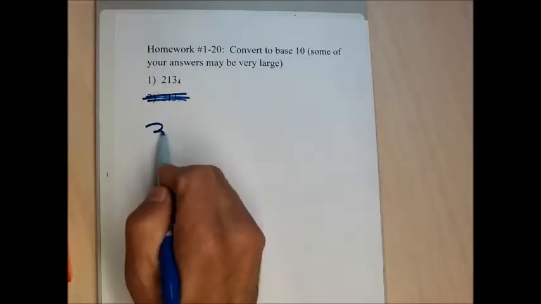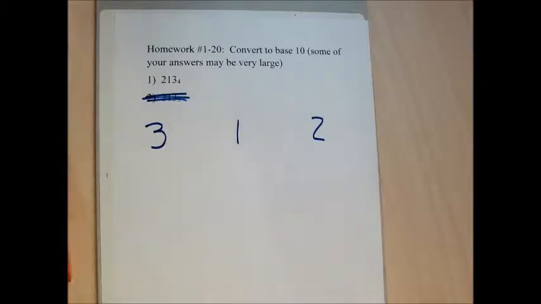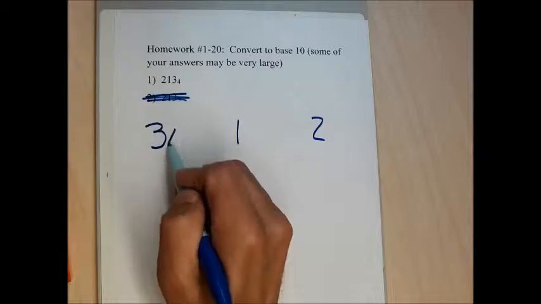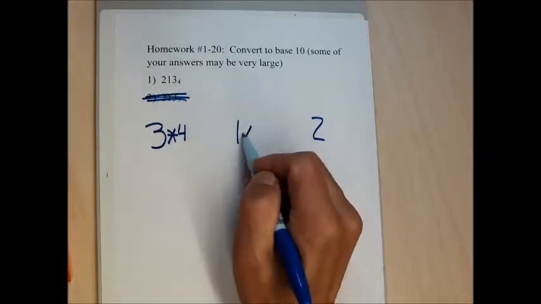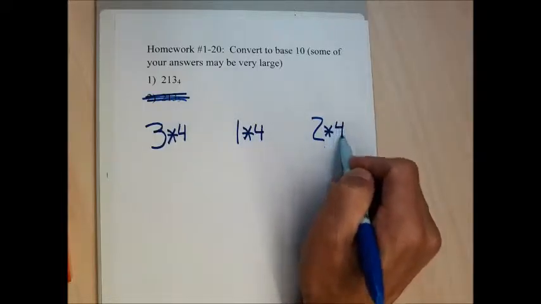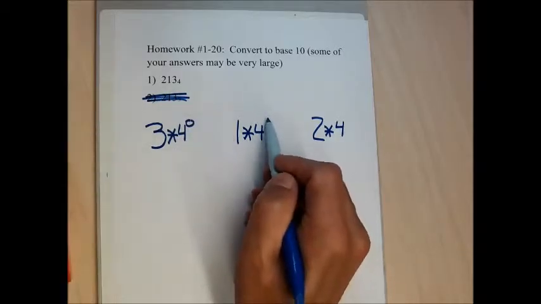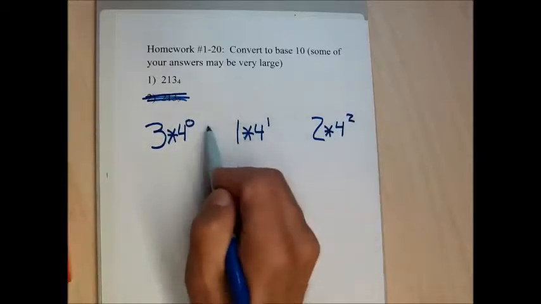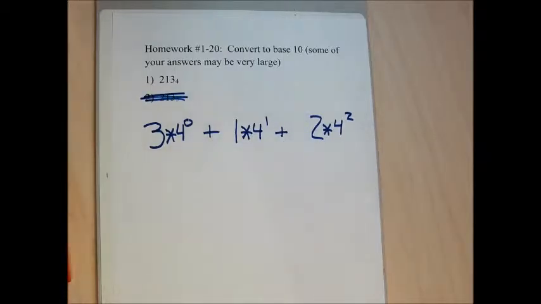I take the number and write it backwards. So I wrote 312. Next to each of the numbers, I'm going to put a times 4 because the base that we're starting with is 4. Now I'm going to give each of the 4's an exponent, starting with 0 and then going up by 1. And then I'm going to put plus signs between the terms. I have no desire to do this by hand, but you're more than welcome to do it by hand.